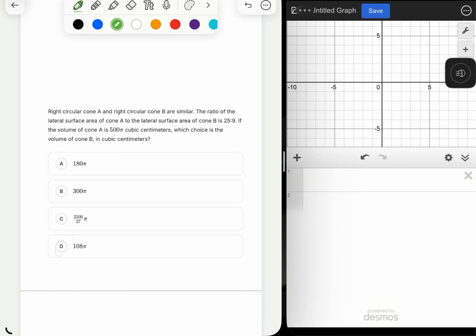Welcome back. Today I'm going to be going over this volume question that frequently comes up on the SAT. And there's a very specific fact that you need to know in order to make this question 10 times easier for you to solve.